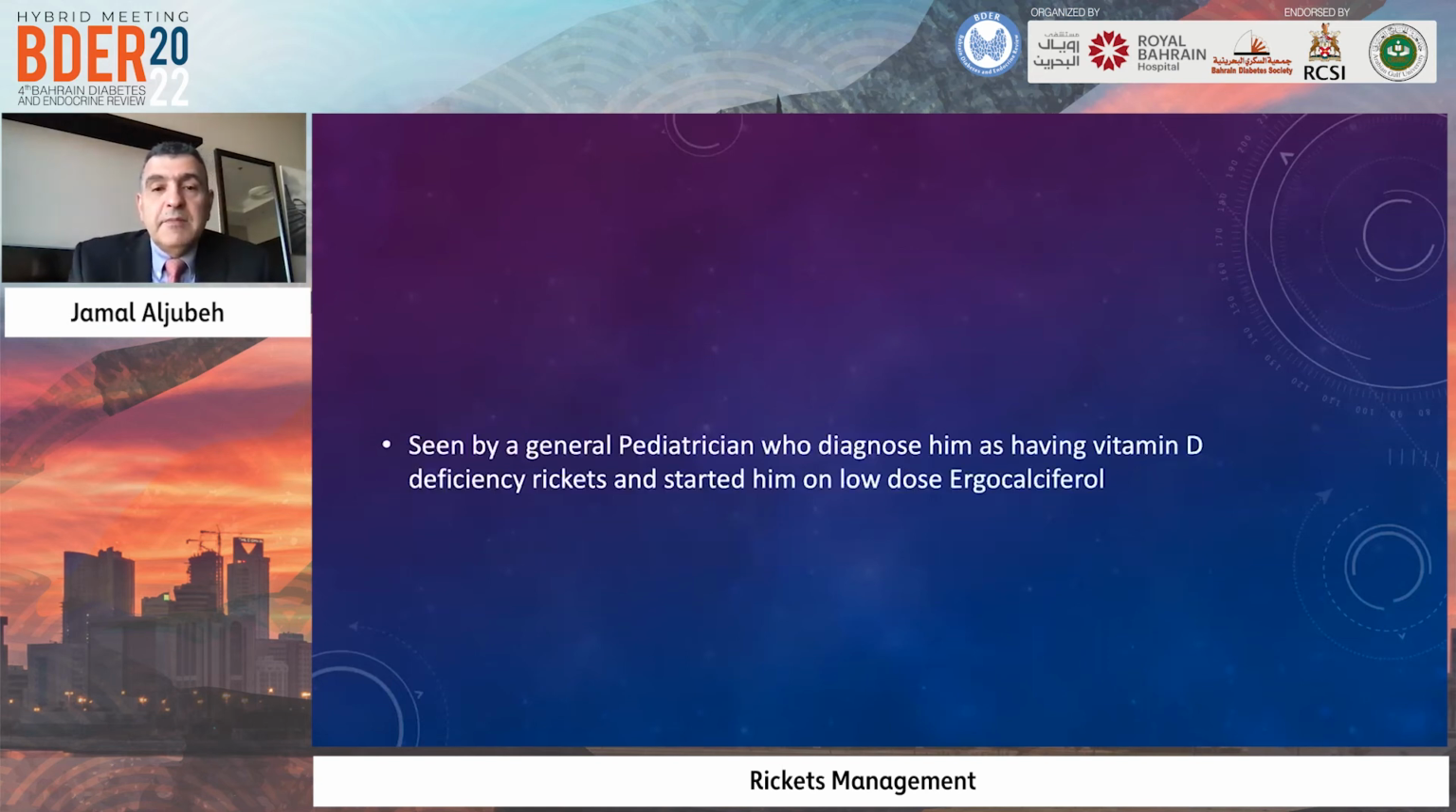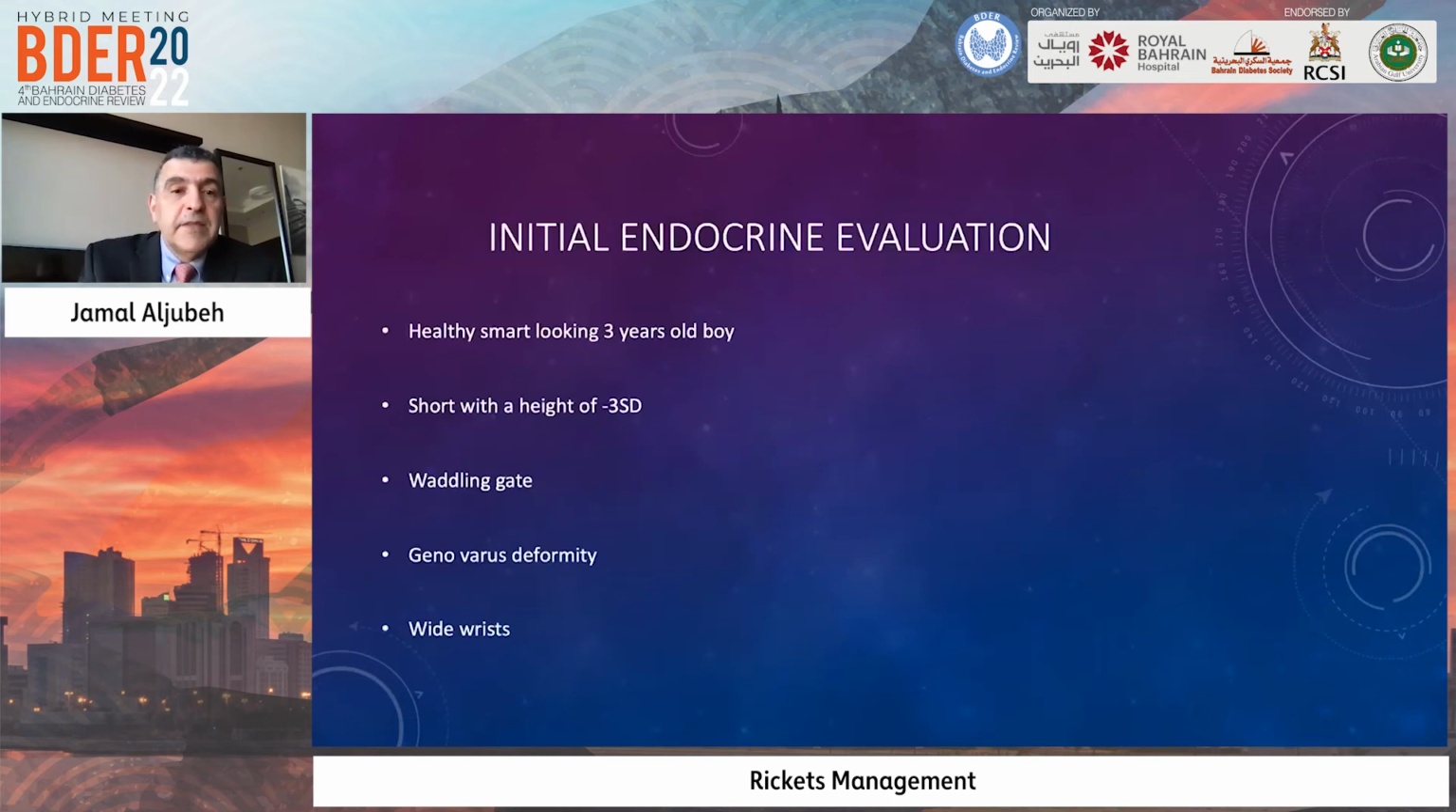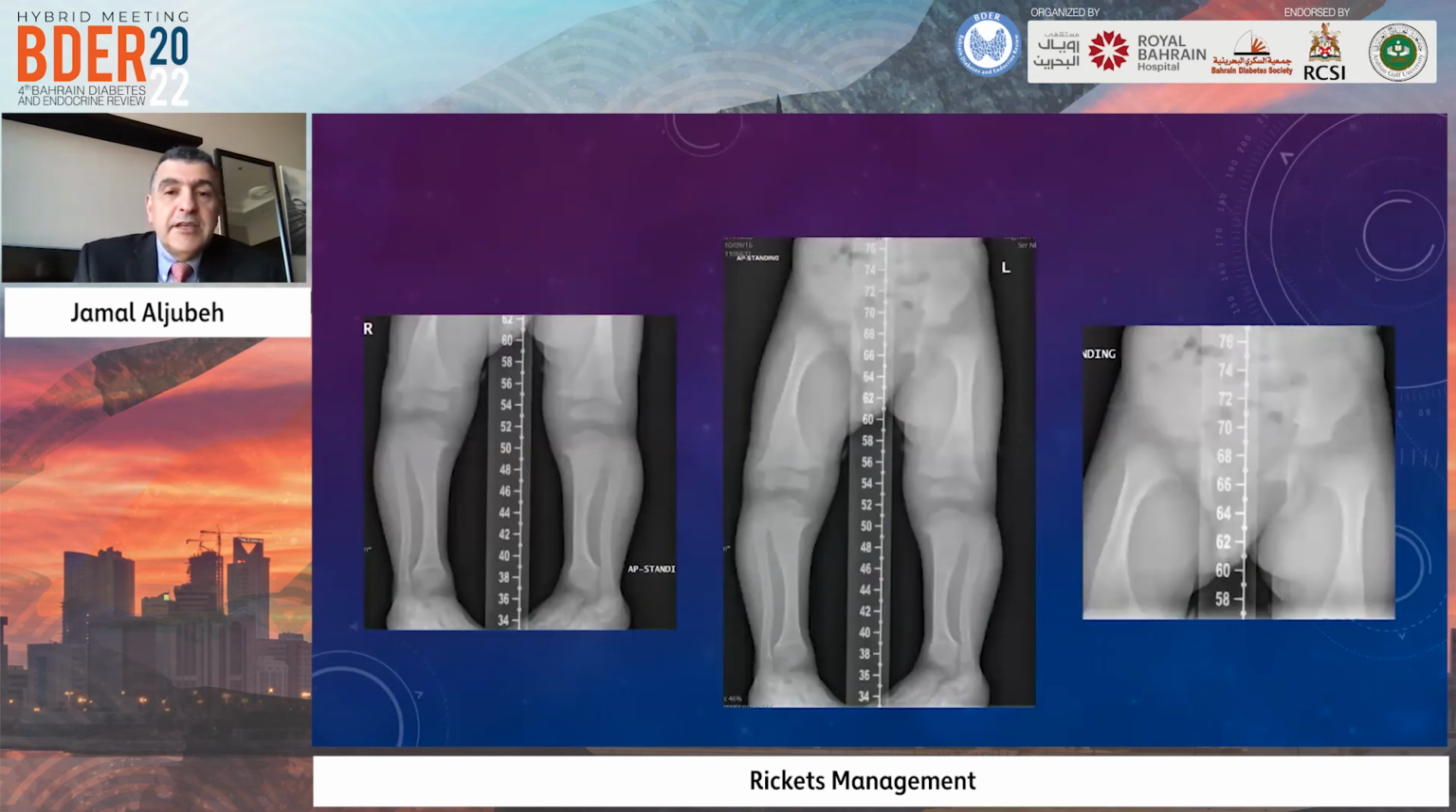Patient was seen by a general pediatrician who diagnosed vitamin D deficiency rickets and started treatment with ergocalciferol. This is commonly the case. Initial endocrine evaluation: healthy looking boy, short with a height of -3 standard deviations, waddling gait, genu varum deformity, and wide wrists. This is the X-ray of the patient.